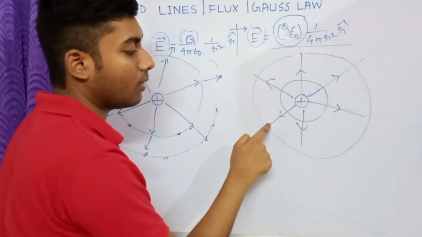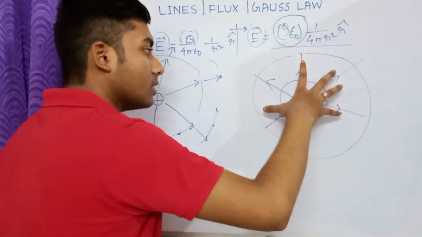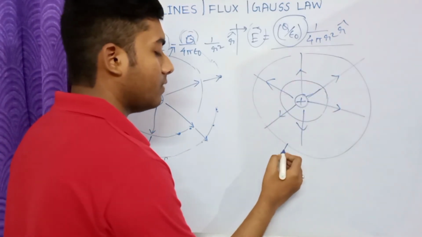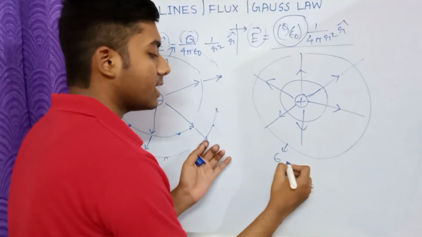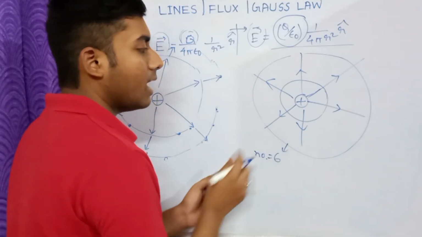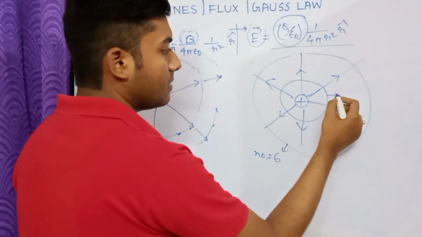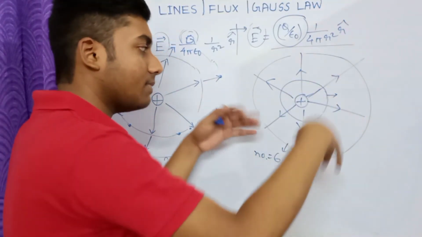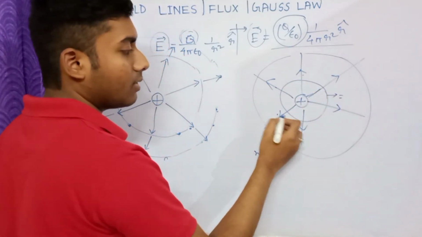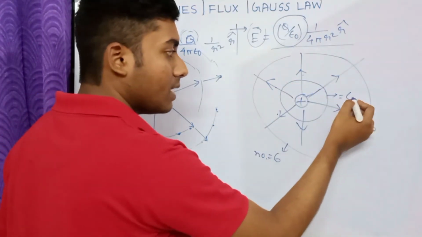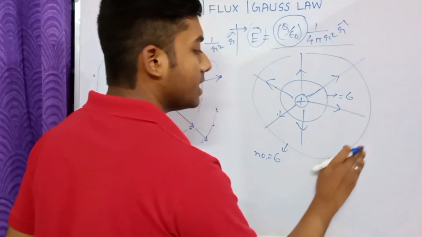Here in this big area, the number of field lines passing out from this area is what? 1, 2, 3, 4, 5, 6, right? So the total number of field lines emanating from this bigger sphere is 6. And from this small area, let us calculate: the number of electric field lines emanating is 1, 2, 3, 4, 5, 6. So these are the same.